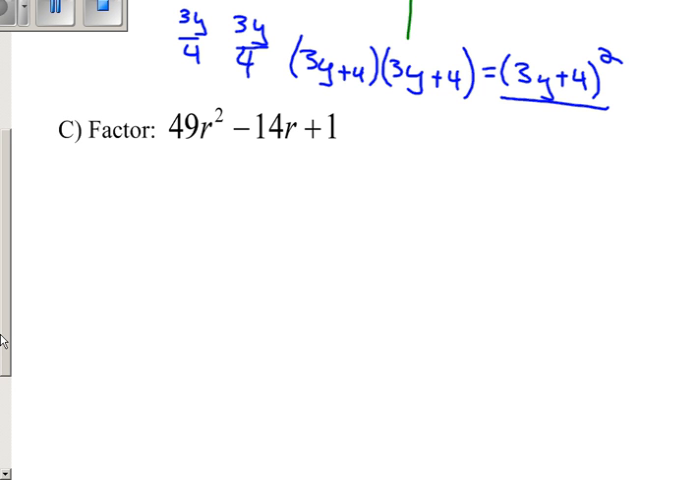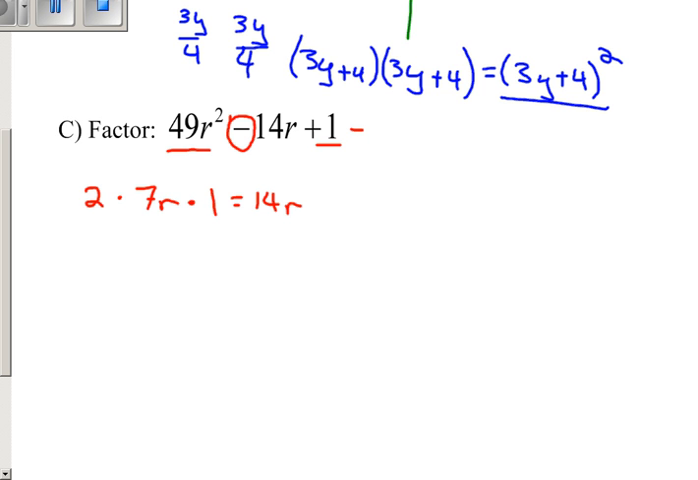49r squared minus 14r plus 1. Again, if I'm trying to see if this is a perfect square trinomial, is 49r squared a perfect square? Yes. What? 7r. Is 1 a perfect square? Yes. What? 1. Check the pattern. Is 2 times 7r times 1 14r? Yes, it is. So that means, notice it is subtraction. So this is my perfect square trinomial difference.